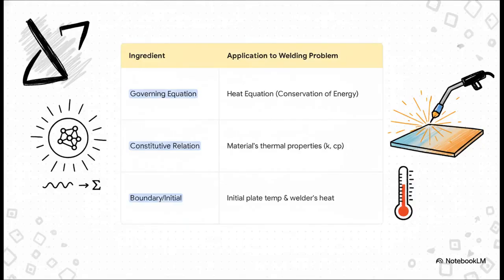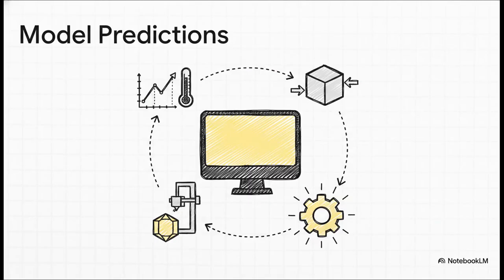And look at this. See how perfectly our ingredients map onto the problem? Our rule book is the heat equation, which is really just a version of the law of conservation of energy. The material's personality is defined by its specific properties, like thermal conductivity, how well it carries heat. And the environment is set by the plate's starting temperature and, of course, the intense heat coming from that welding torch.